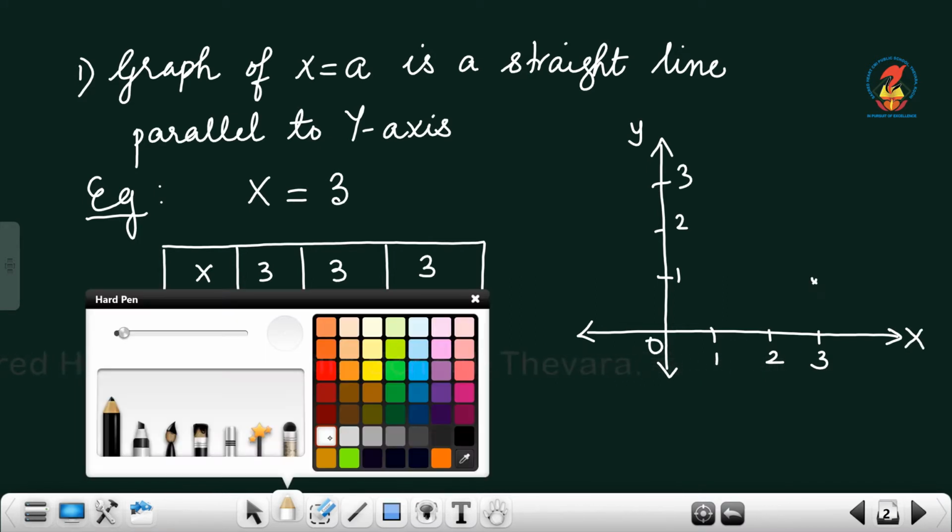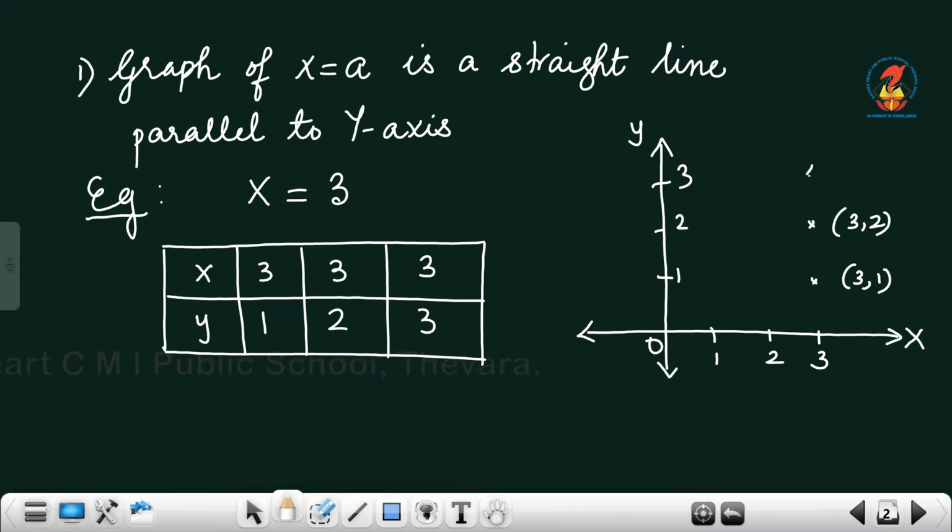Now we will plot the points (3, 1), (3, 2), (3, 3). Now join all these points. This will be your x equals 3. You can see that x equals 3 is a straight line parallel to y axis.